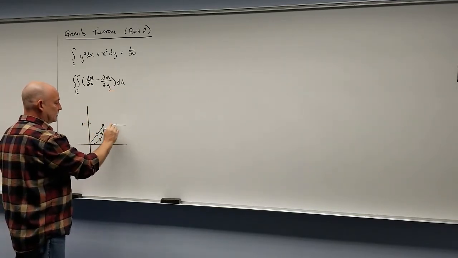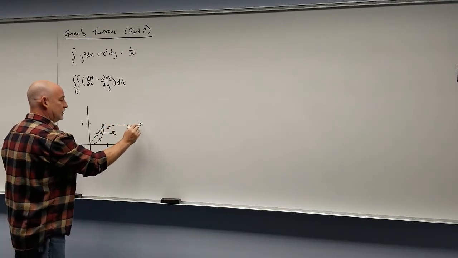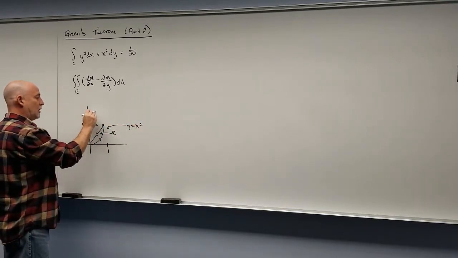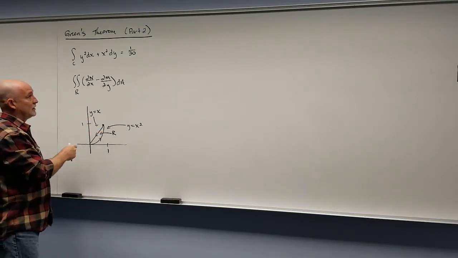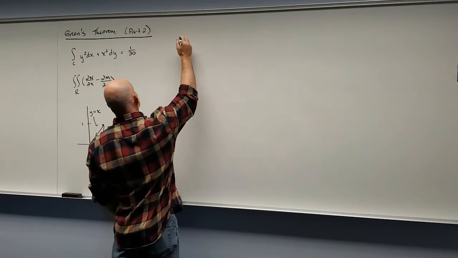Since we know what these functions are in terms of y, the bottom one is y equals x squared, and the top one over here is y equals x. It would probably be smarter to do the y direction first and then the x direction. So let's start by setting this up.